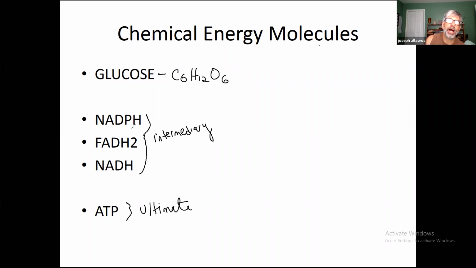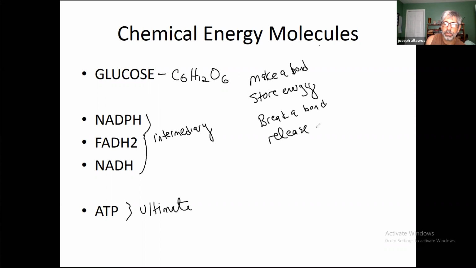So what is the rule about these molecules in terms of energy? It's very simple. If you make a bond, you store energy. Okay? If you break a bond, you release energy. It's that simple, okay? Let's see how this is going to work.